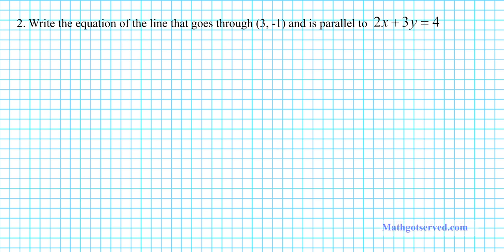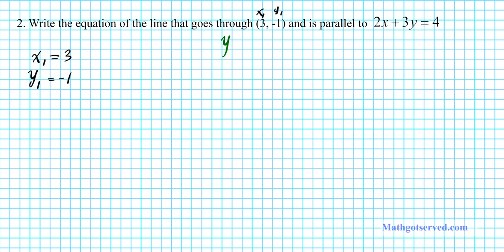All right, let's take a look at question number 2. It says, write the equation of the line that goes through (3, negative 1) and is parallel to 2x plus 3y equals 4. Okay, so again, we need a point and a slope to write the equation of the line. We already have a point here, x1, y1. So we have x1 is equal to 3, y1 is equal to negative 1.